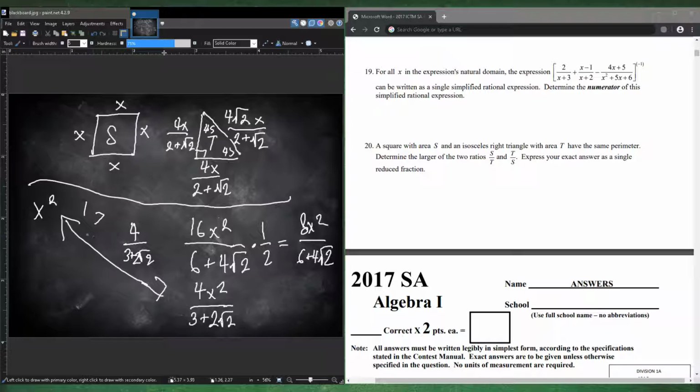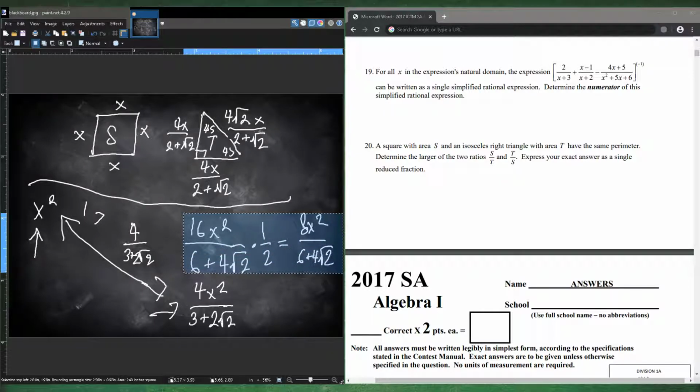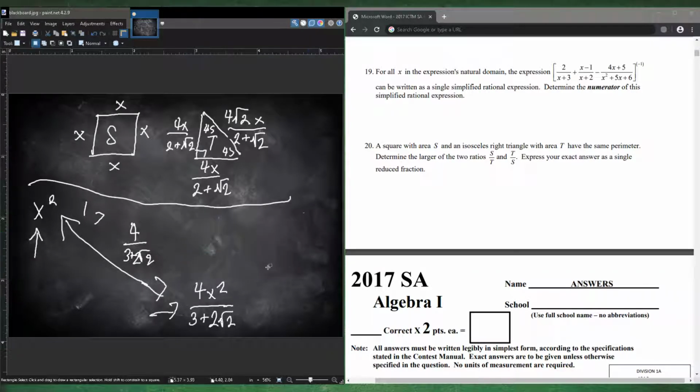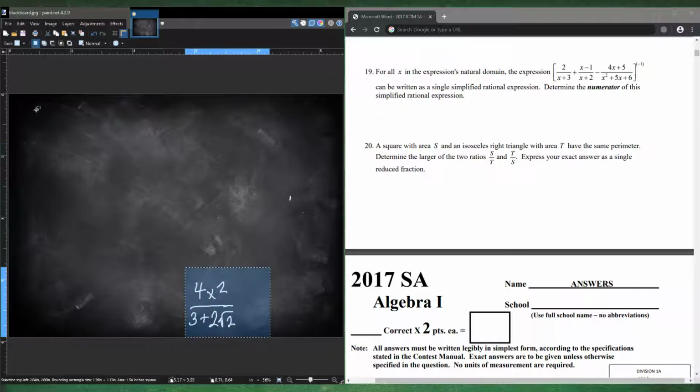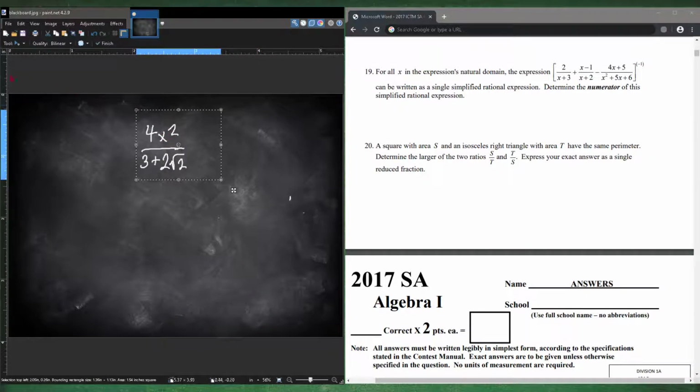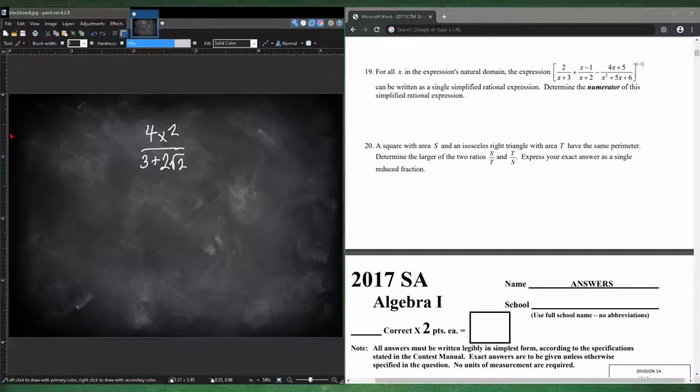So if we want to find a larger ratio, we're going to have the bigger number over the smaller number. So this number would be bigger than this number, because x squared is the same, and that's why I said not to worry about it. So we're going to have x squared divided by 4x squared over 3 plus 2 square root 2. So what does that simplify as? Let's delete that part, and we could delete that because that's easy to memorize. And delete, delete. Okay, we should be fine.